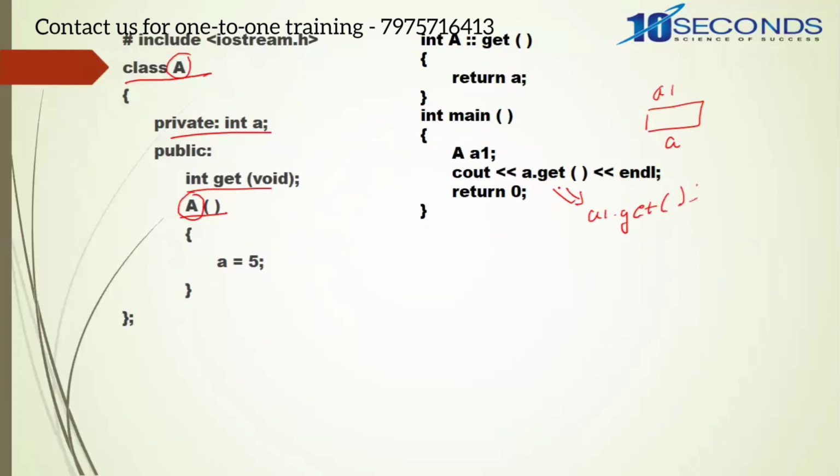Now before this, the moment you create an object A1, the constructor will be called automatically and 5 will be assigned to A, or we can say A is initialized with 5. So the moment you create an object, the data members will be initialized with the help of the constructor. So if you write cout A1 dot get, this is not A dot get, it is A1 dot get because the object is A1. So you get the output as 5.